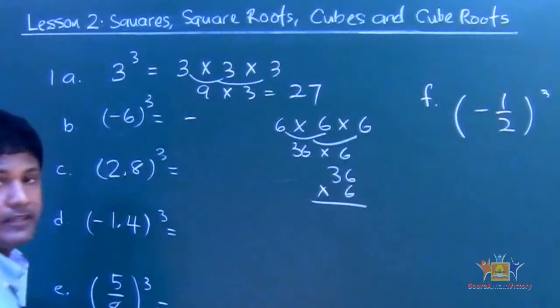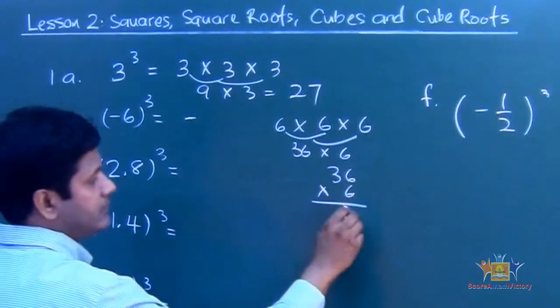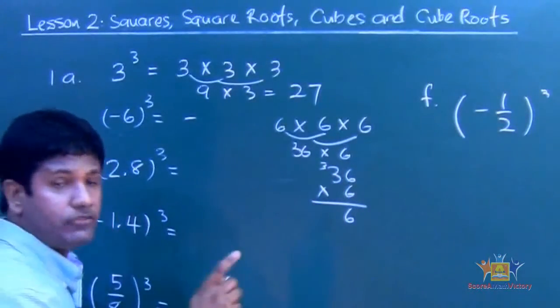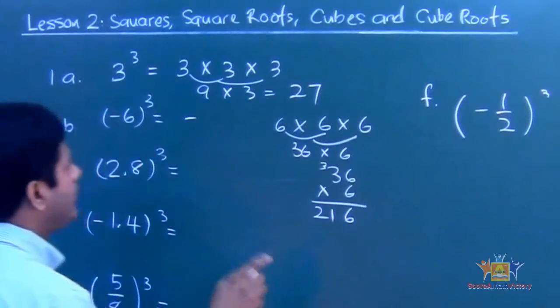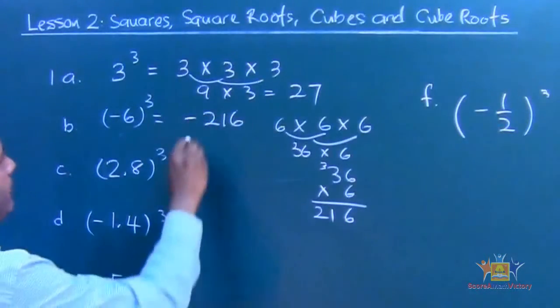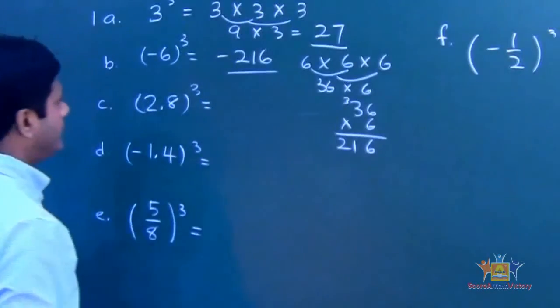Because it is outside our timetable range. 6 times 6 is 36. 6 carries 3. 6 times 3 is 18 plus 3 is 21. So that's 216. So negative 216. So very important, okay?